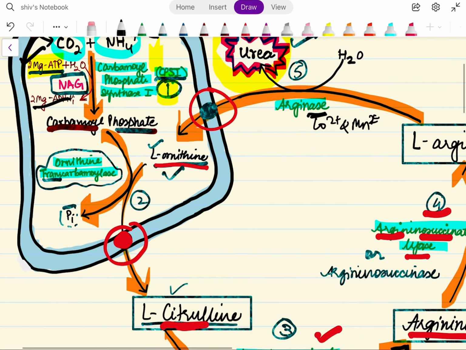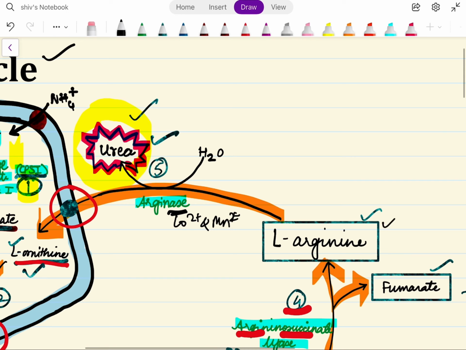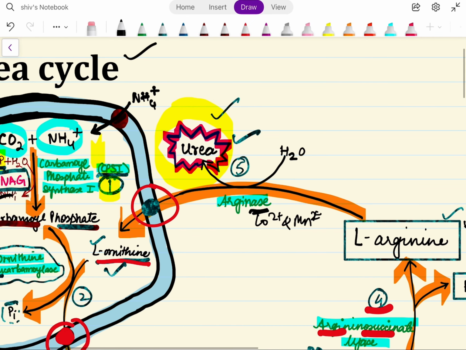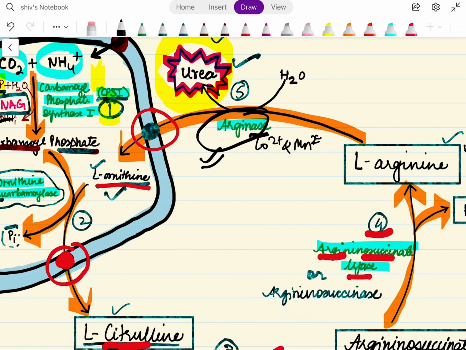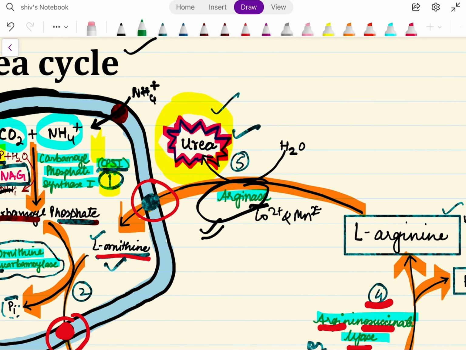Now, I'll give you the answer to a very curious question which would be jumping in your mind. See, arginine synthesis, this is the arginine. Arginine synthesis may occur to varying degrees in many tissues, but only the liver can produce urea. Why so? Because arginase is mostly found in the liver. So this enzyme is mostly found in the liver, while the rest of the 4 enzymes are also present in other tissues. Got that? Okay.